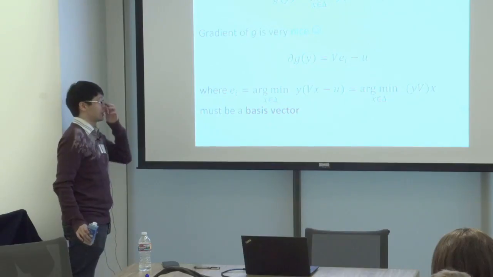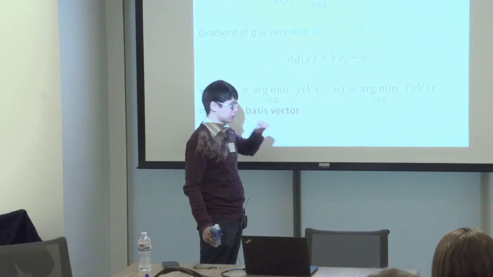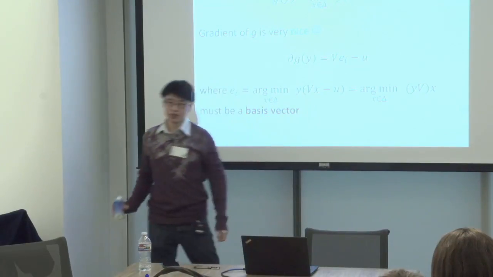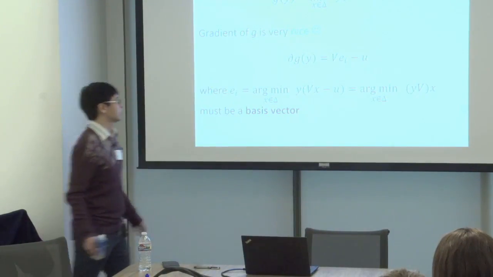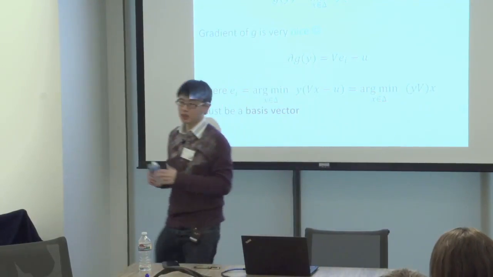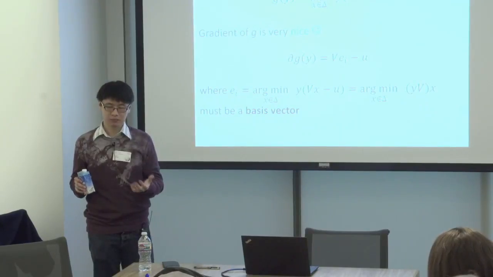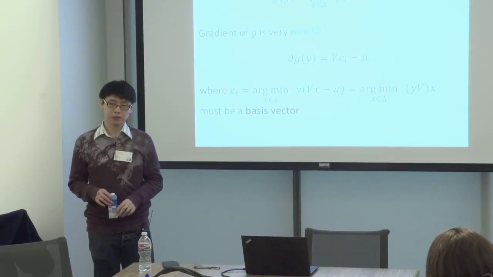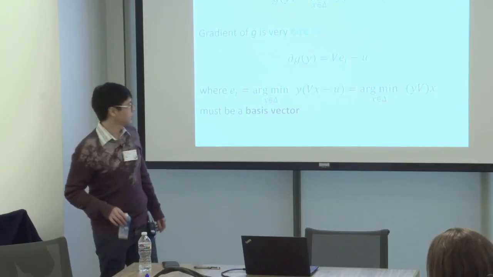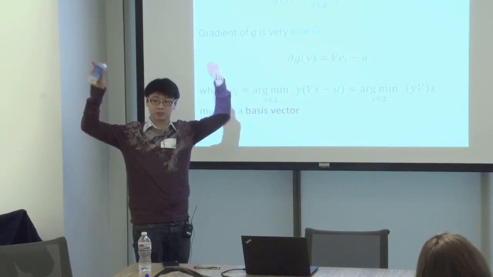And given y, we know that the minimizer x is going to be a basis vector, because you are just minimizing this. So in this sense, if you are using something like mirror descent, you'll be able to get some sparsity guarantee, because at each iteration you just increase your sparsity by 1.